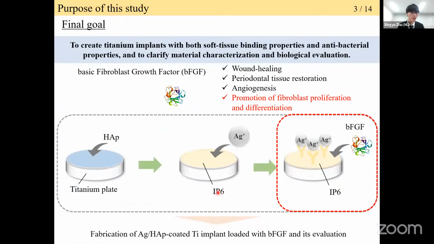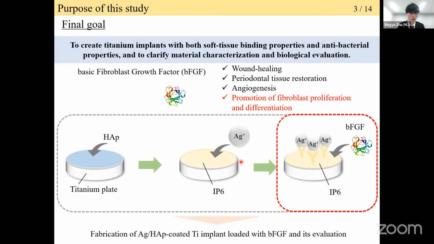And the ultimate goal of this study is to fabricate implants with not only infection resistance to deal with the problem of bacterial infection, but also soft tissue bonding property to deal with the problem of bacterial invasion, and to evaluate their material and biological properties.